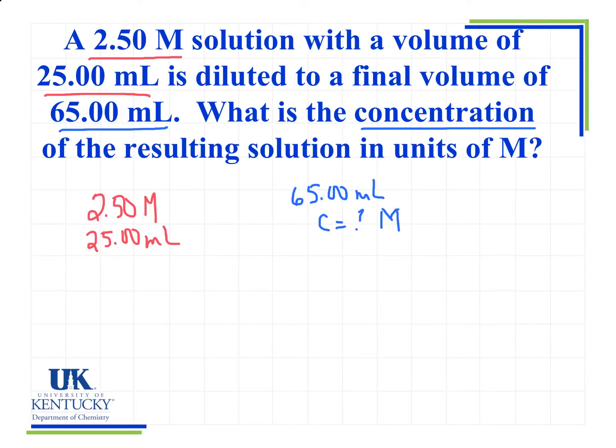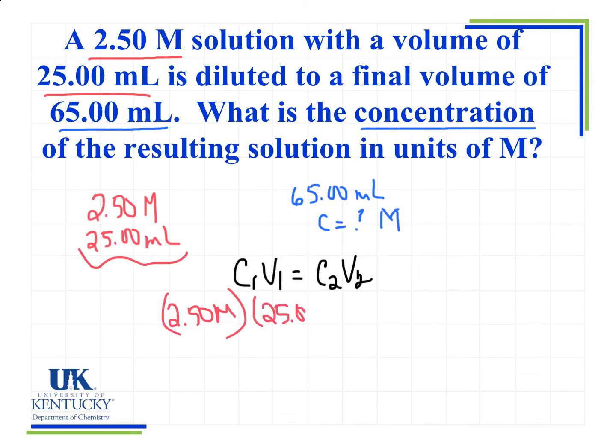So what I have to do is set up what we call the dilution formula: C1V1 equals C2V2. The C's are concentration and the V's are volumes. Notice that there's no chemical reaction going on here. We're simply adding more solvent, so we're increasing the volume of the solution. As a result, we see a change in the concentration. So I'm going to plug in my values. For my sample here, written in red, I've got 2.5 molar and 25 milliliters.